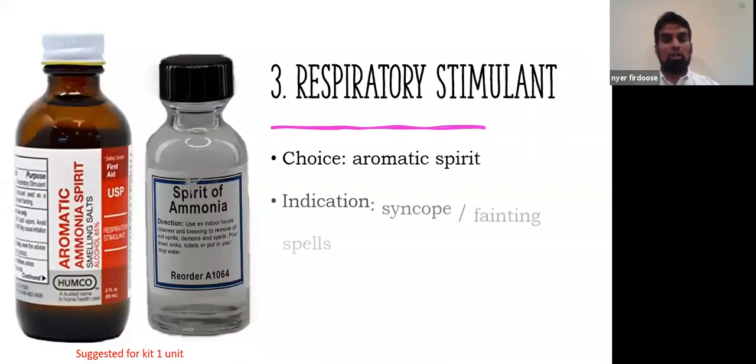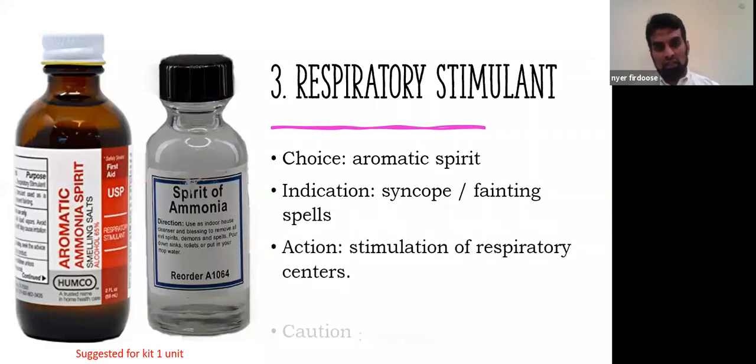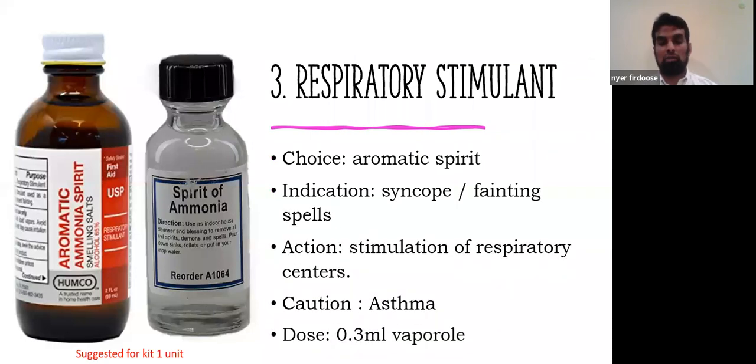Coming to the respiratory stimulant, the drug of choice in this category is aromatic ammonia spirit, and this is used to treat syncope. The action is that it is an irritant which causes irritation of the upper respiratory tract, resulting in stimulation of respiration and also blood pressure. The contraindications for the use of aromatic ammonia spirit are asthma and chronic obstructive pulmonary disease, basically because it may precipitate an attack of asthma.